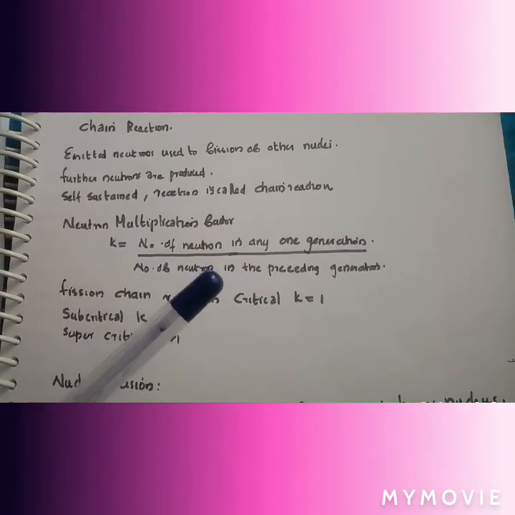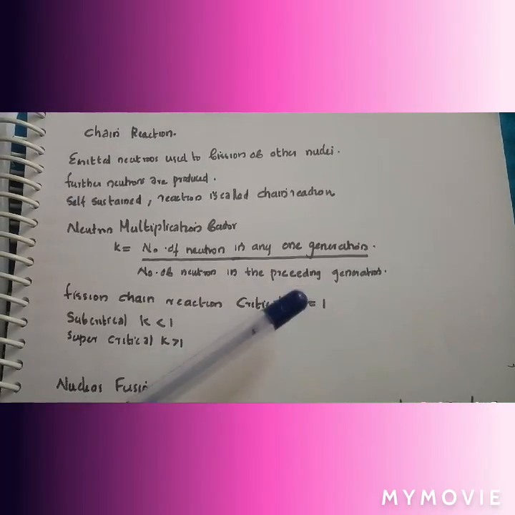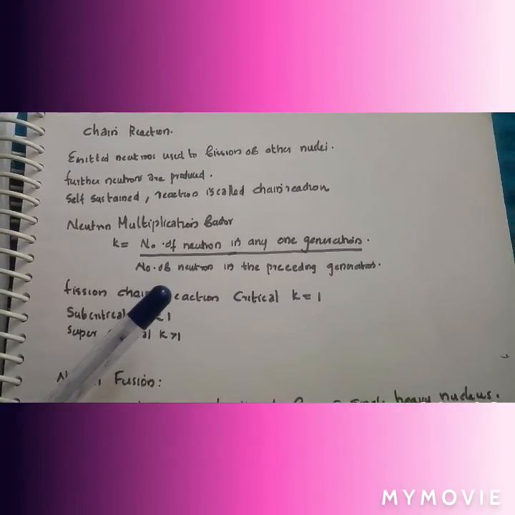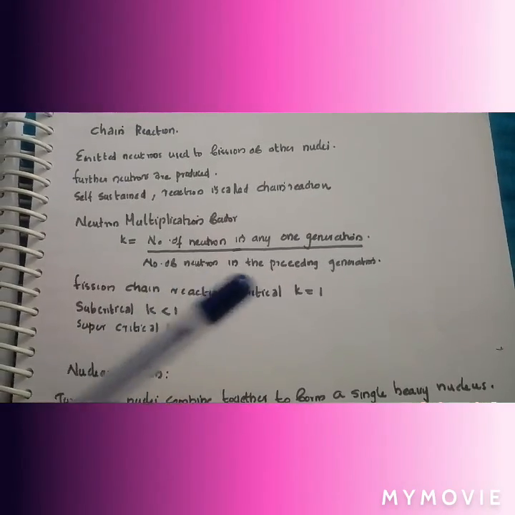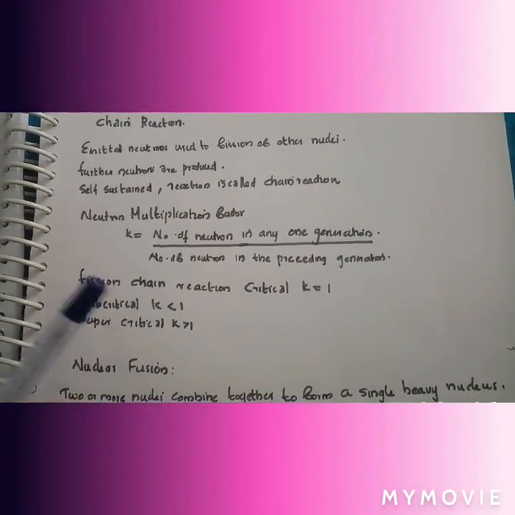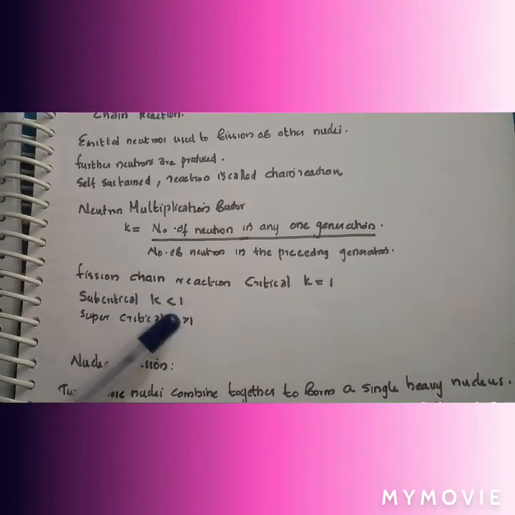The neutron multiplication factor K is equal to the number of neutrons in any one generation divided by the number of neutrons in the preceding generation. Fission chain reaction is critical for K equal to 1, subcritical for K less than 1, supercritical for K greater than 1.